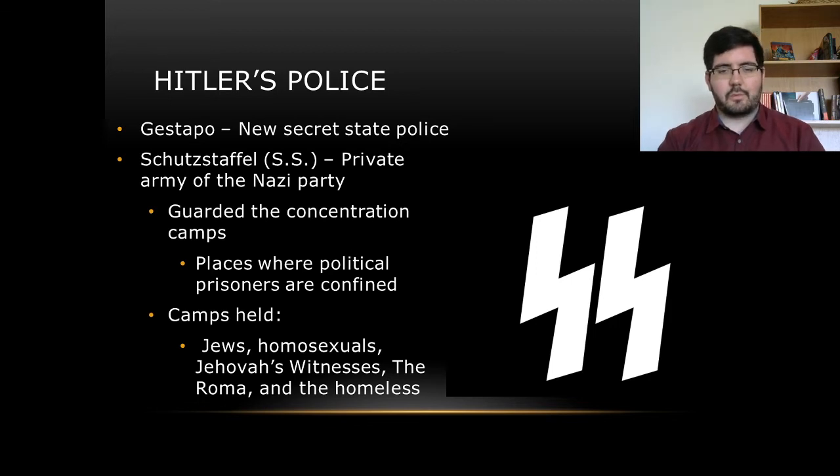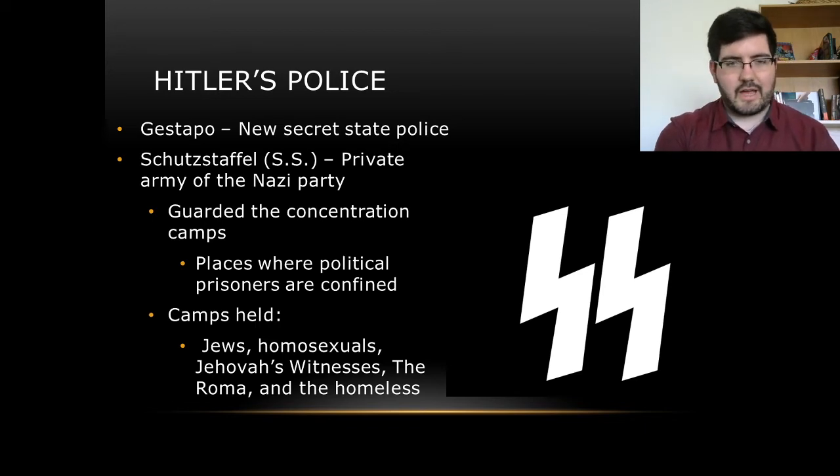Concentration camps are just places where political prisoners are confined. And the camps held not just Jews, but homosexuals as well, and people who were Jehovah's Witnesses, the Roma people, also known as gypsies, another ethnic group who Hitler despised, and even people who are homeless. And this was all part of the Nazis' idea of eugenics, of trying to create a more perfect society with genetically better people. Lots of people were also killed during this time and euthanized, ones who had disabilities and things like that. It was a very cruel time.